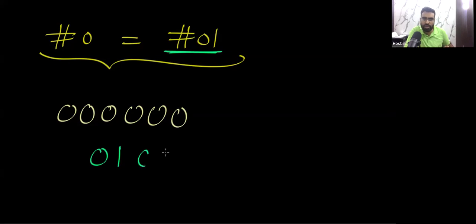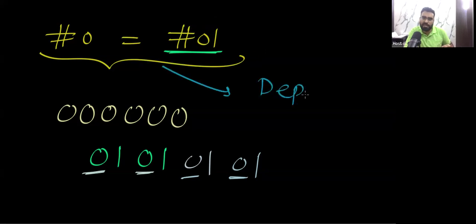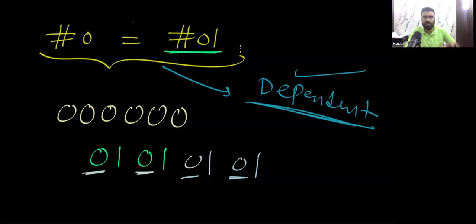Can you repeat this 01 without 0? Is this point clear? Some student was asking the doubt that, sir, I can repeat this 0 without this 01. That is fine. But can you repeat this 01 without 0? So they are dependent, right? Understood? Is this point clear?